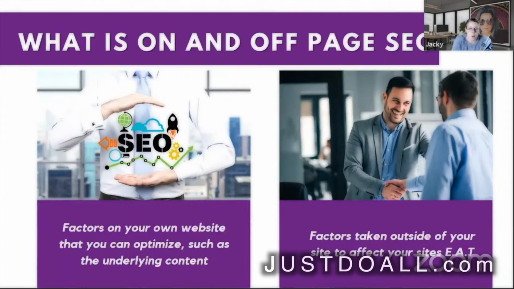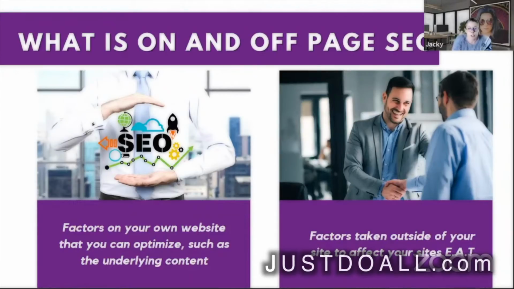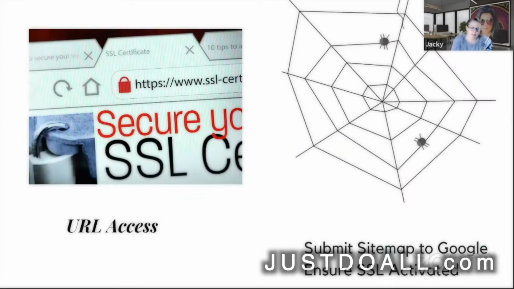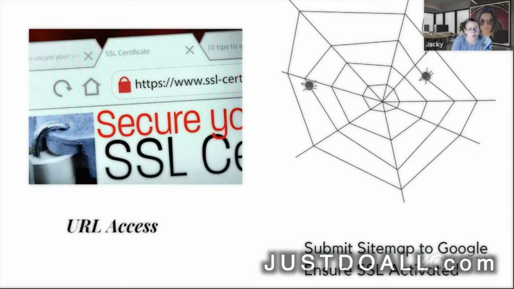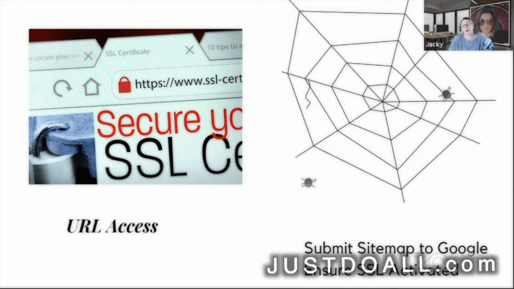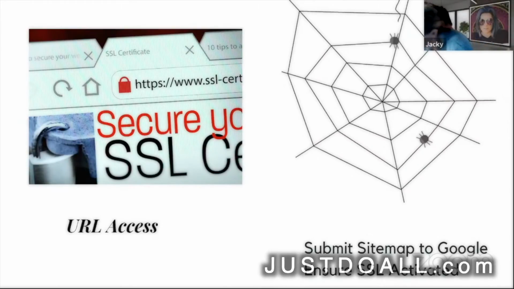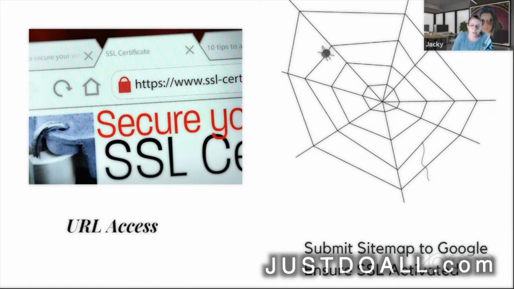I've created a quick cheat sheet that you will find in your workbook with all the points I'm going to mention now. The first up is the URL access. You will need to submit your sitemap to Google and ensure that your SSL is active on your site. Well, to be honest, you actually do not have to submit your sitemap to Google. Whoa, my light's falling over. Sorry, guys.